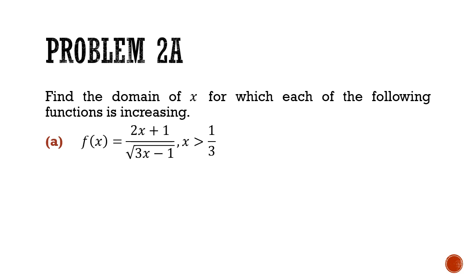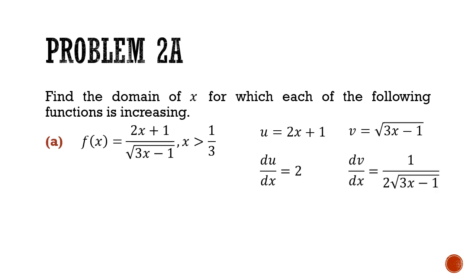So first we let u be the numerator, 2x plus 1, and v be the denominator, square root of 3x minus 1. So du/dx is simple, it's just 2. dv/dx requires the chain rule. So first we're going to get 1 over 2 square root of 3x minus 1. But don't forget, we still have to multiply by the chain, so multiply by the derivative of 3x minus 1, which gives us a 3. So now let's put it all together.